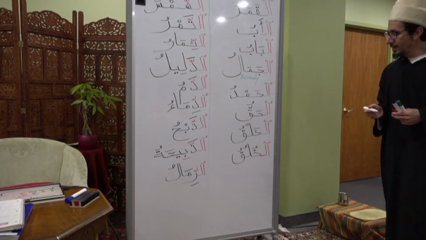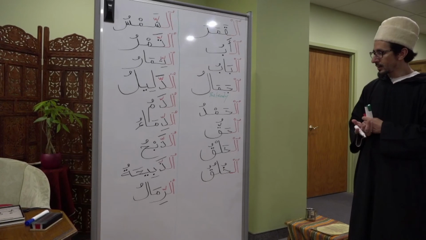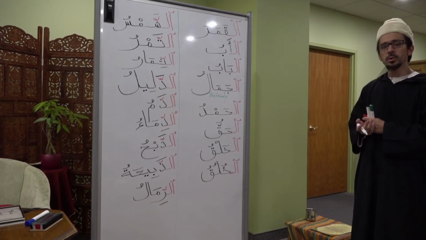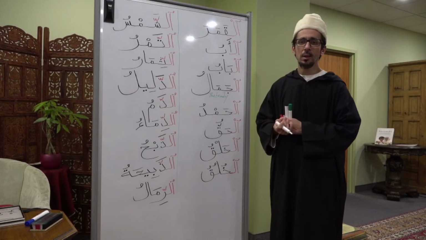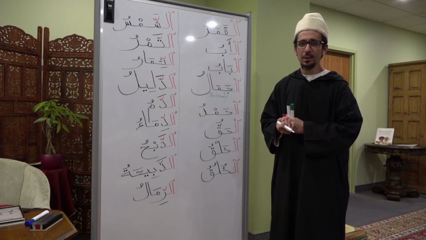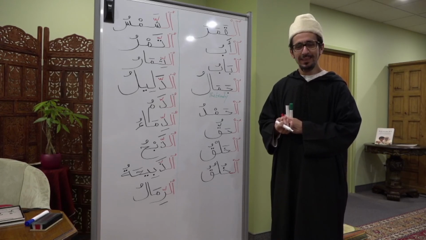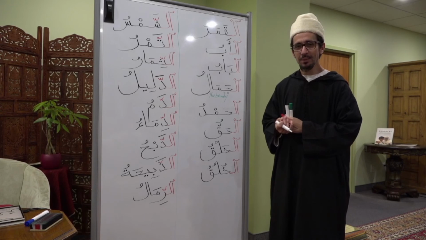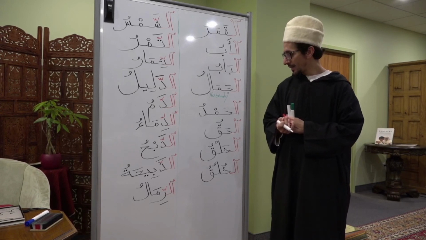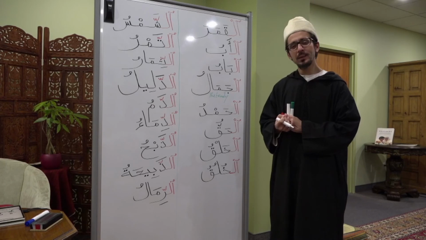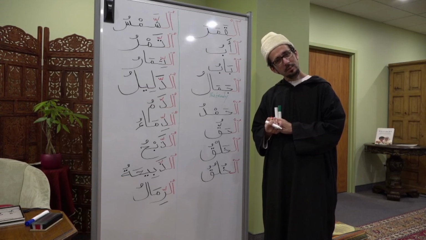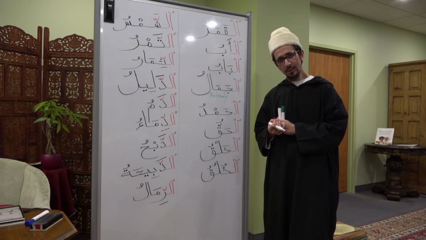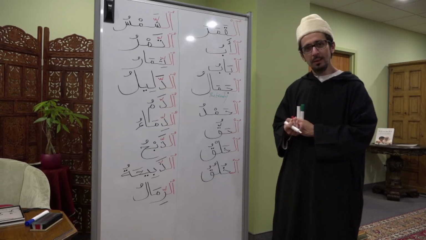الرمال. That's the plural of الرمل. Lots of sand. الرمال. Much sand. So sand in English could be الرمل. The sand in English can say الرمل or الرمال. I don't know if you can say the sands in English. I don't think so. Okay. الرمال.